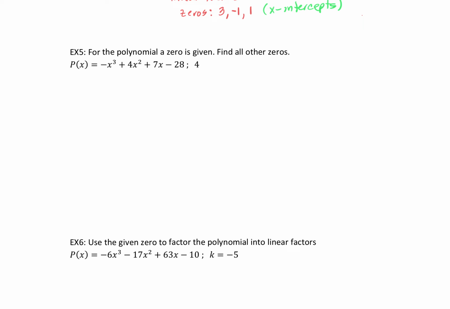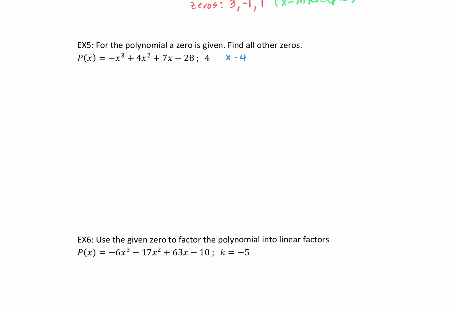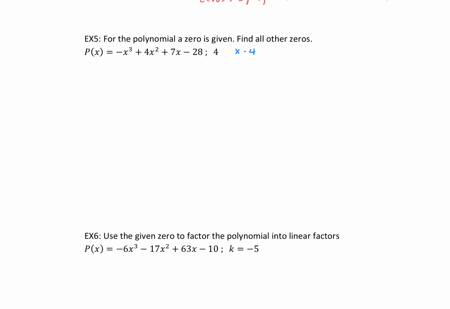So let's continue on. In example 5, it says, for the polynomial a 0 is given. Find all other zeros. It says that 4 is a 0 of this polynomial. So that means x minus 4 must be a factor by the factor theorem. If I know that x minus 4 is a factor, then I know that p of x is equal to x minus 4 times something.